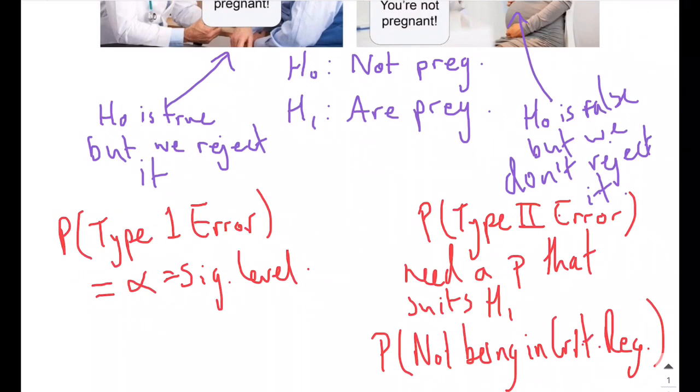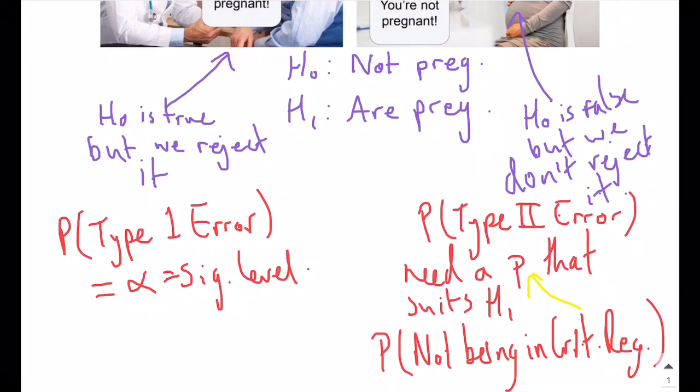Because if I'm in the critical region, then I'm going to reject H naught. If you remember, the critical region are the values of which I reject H naught. So the probability of being in the critical region is the probability of rejecting H naught. For a type 2 error, I don't want to reject H naught. I want to stick with H naught. So I don't want to be in the critical region. So I want the probability of not being in the critical region for this new proportion that basically satisfies H1.